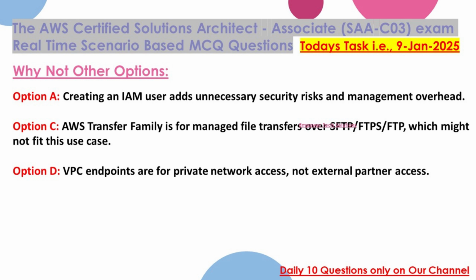Option C: AWS Transfer Family is for managed file transfers over SFTP, FTPS, and FTP, which might not fit this use case. Option D: VPC endpoints are for private network access, not external partner access.